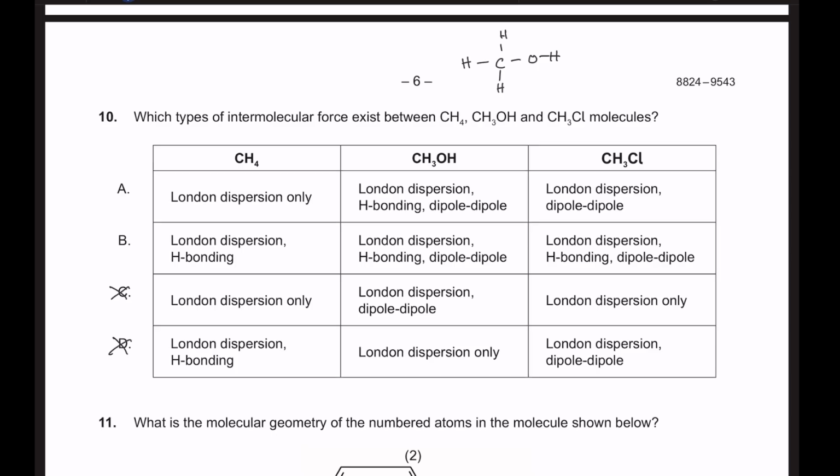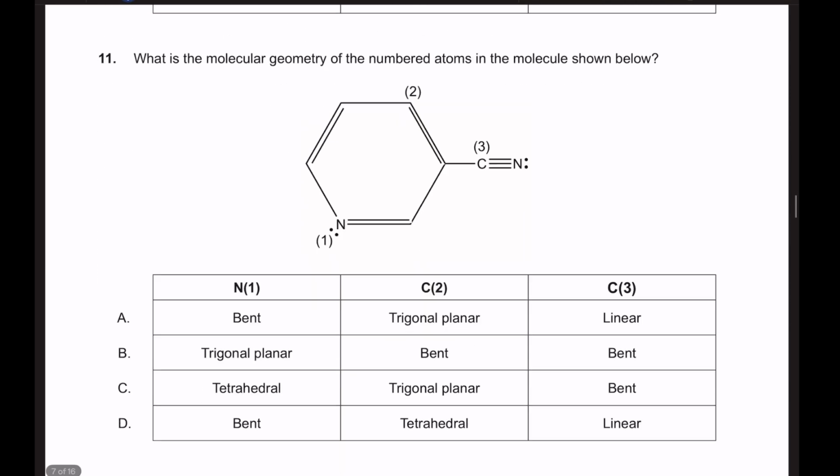CH4 will only have a London dispersion force because it's a non-polar molecule. Okay, so again, I can eliminate B. So the answer is A. And for CH3Cl, it is a polar molecule, but it does not form hydrogen bonds because hydrogen is not attached to oxygen, nitrogen, or fluorine. So CH3Cl will have London dispersion forces and dipole-dipole forces. So that's all about question 10.